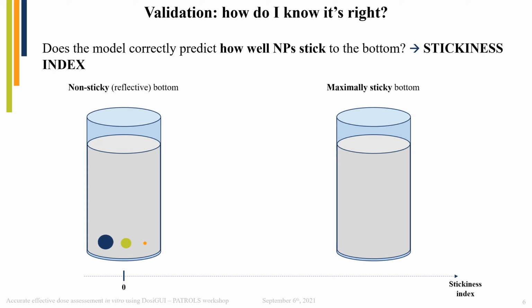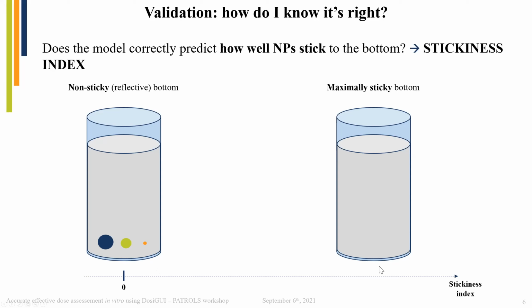And this very much changes the effective dose that the cells see, because if the cells are reflective, if the nanoparticles don't absorb very well, then the effective dose is obviously much smaller. So we've introduced a stickiness index into the models. It was already there, but in both models, in both the DG and Isd3, it's very difficult to estimate and introduce a stickiness level.